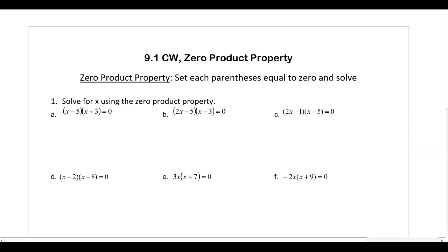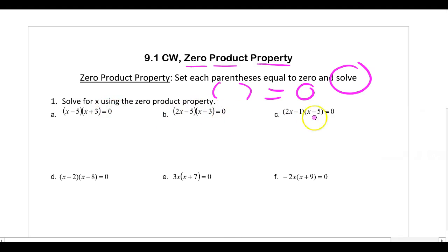Hey guys, I want to review the zero product property and give you a chance to see it one more time, for you guys that maybe missed it or just didn't understand it the first time. So again, the zero product property. When we use it, we set each parentheses equal to 0 and then we solve. Okay? So if you notice here, every problem has the parentheses equal to 0.